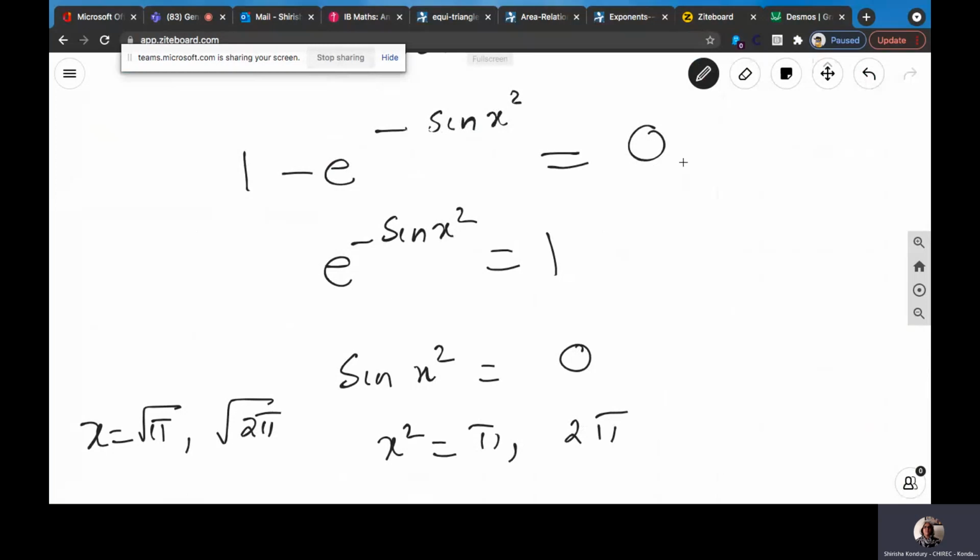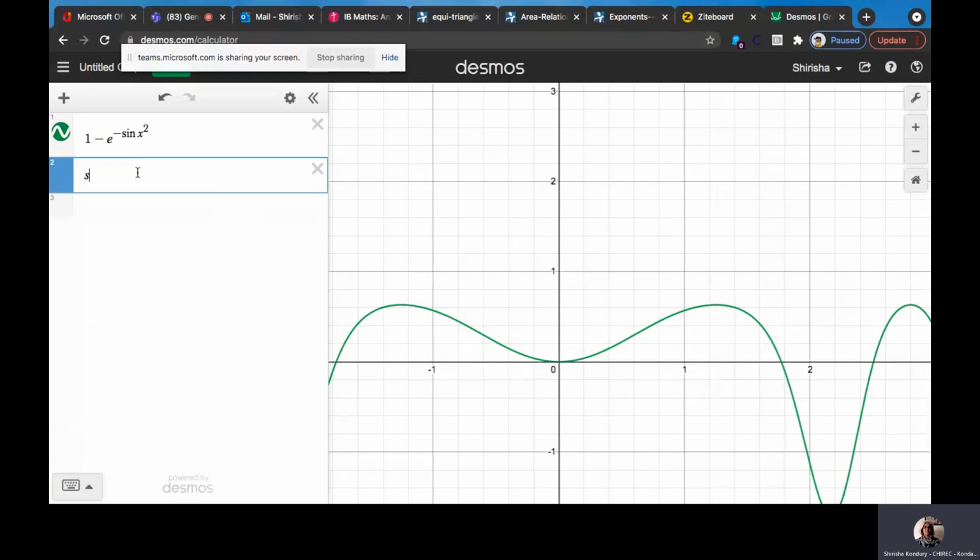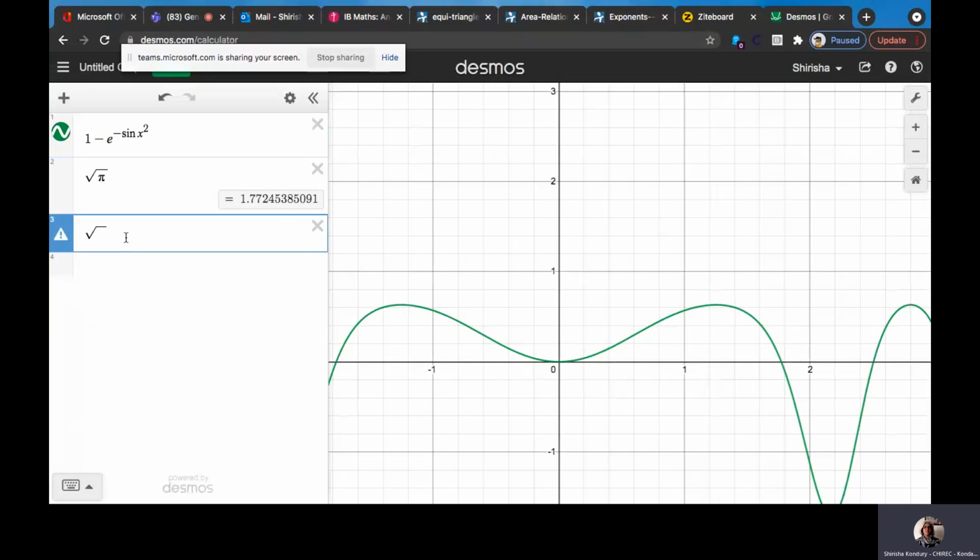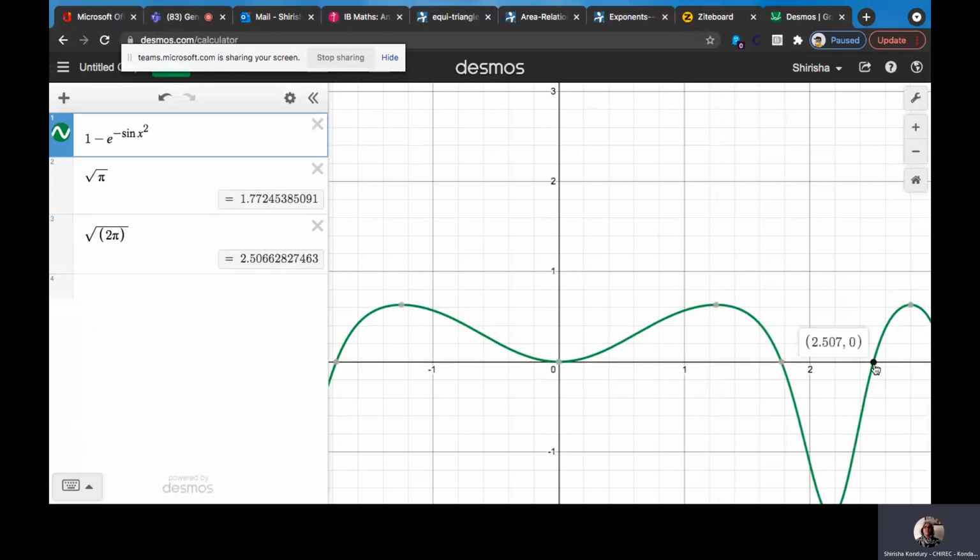Are these the two values that we are getting here? Let's see. The square root of pi is 1.772, correct? And the square root of 2 pi is 2.507. Yes, those are the two values. So if we didn't have a calculator, maybe that's what we could have done.